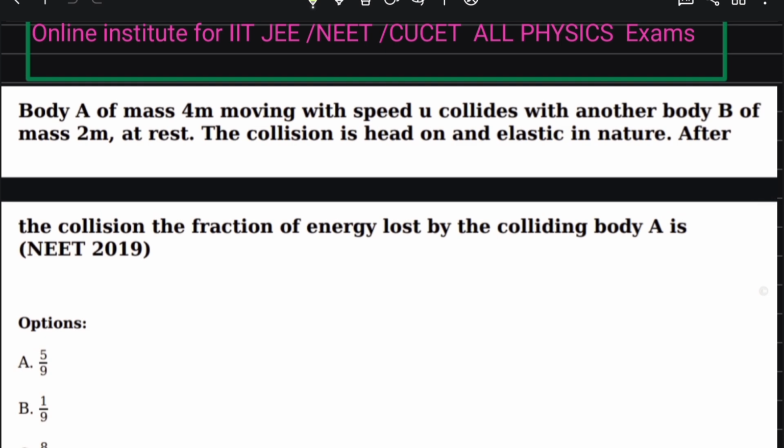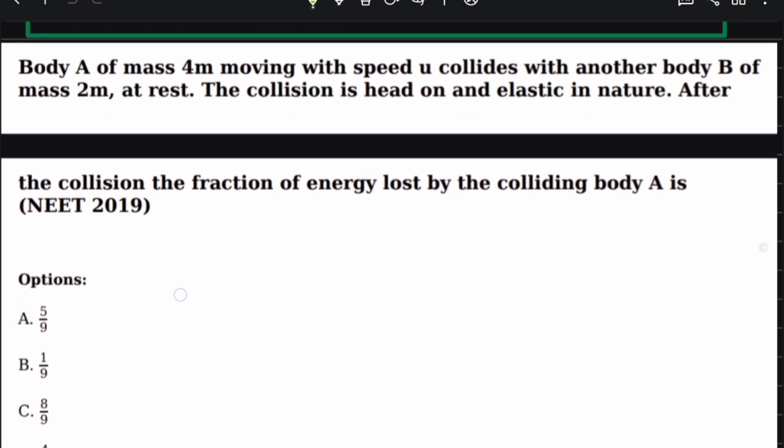A body A of mass 4m is moving with speed u and collides with another body of mass 2m at rest. The collision is head-on and elastic in nature. After the collision, what fraction of energy is lost by the colliding bodies? So what they have given is one body and another body, right?